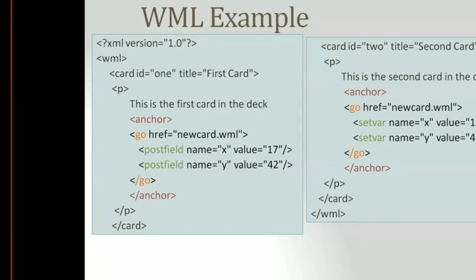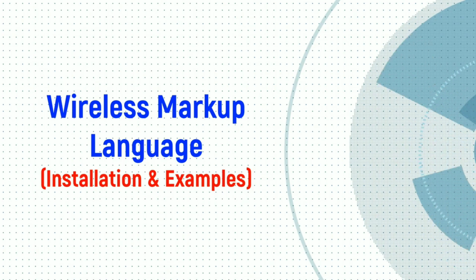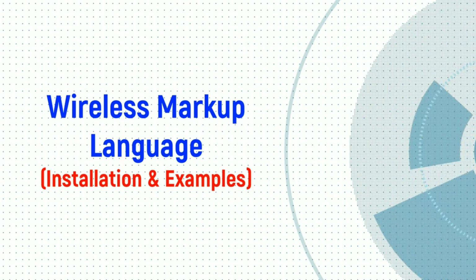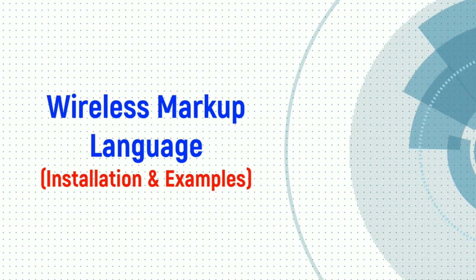The card must also have attributes like ID and title. The ID attribute is similar to the name attribute. Here we are going to discuss two cards. Therefore I name the first card with ID as 1. The second attribute is the title. It is optional. When we use the title, it is displayed in the title bar of our WAP devices. So now let us discuss the installation and examples of the WML language.